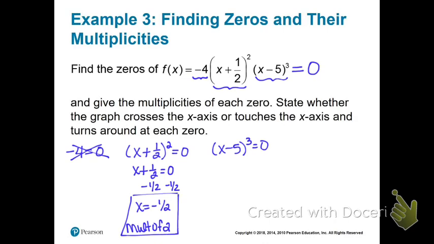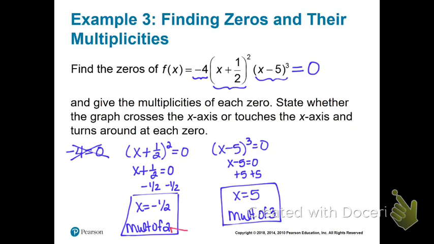What does x minus 5 cubed mean? What does it mean to be cubed? There's 3 of them. So this means we're going to have multiplicity of 3. And so now I know that x minus 5 equals 0. Add the 5 and we get x equals 5, with multiplicity of 3. Now it also told us to state whether the graph crosses the x-axis or touches and turns.